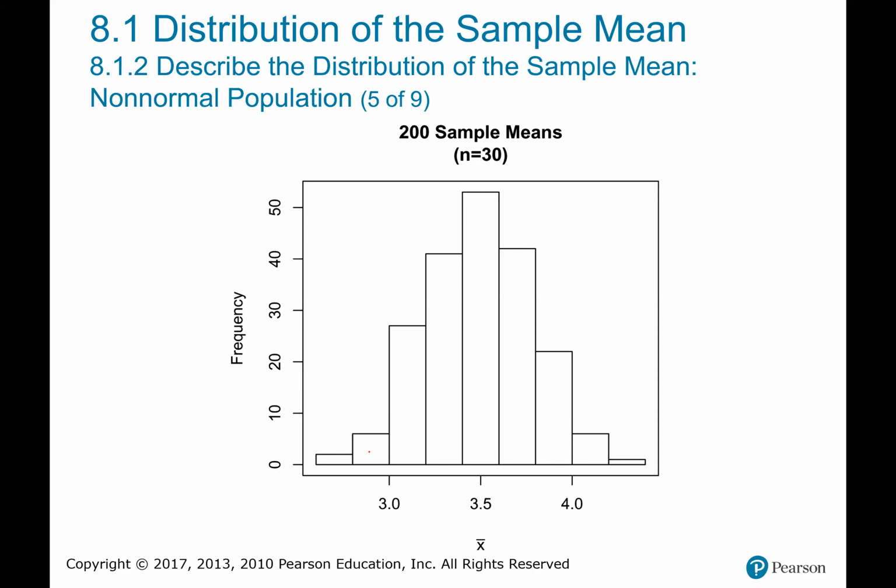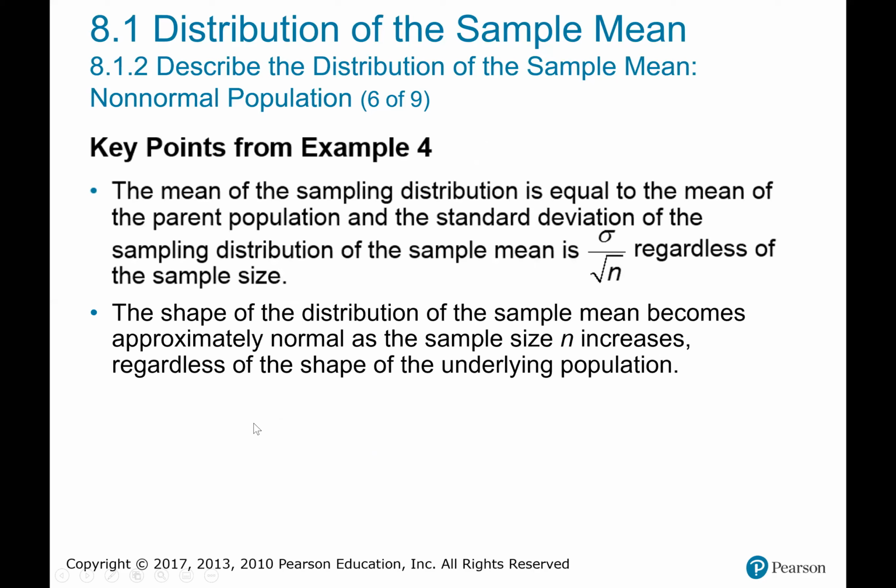Okay, what's my conclusion? Key points from example 4. The mean of the sampling distribution is equal to the mean of the parent population, and the standard deviation of the sampling distribution of a sample mean is the standard deviation of the population divided by the square root of the sample size, regardless of the sample size.